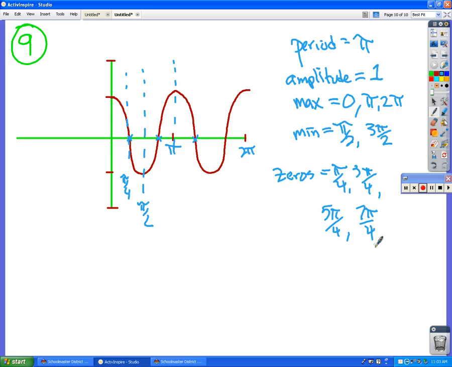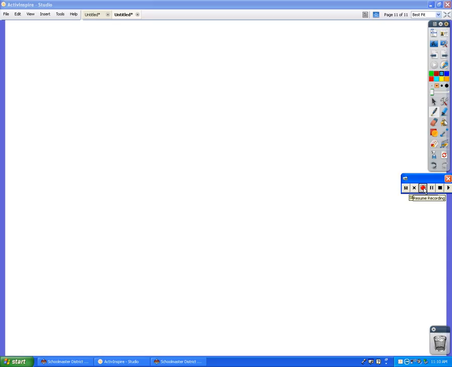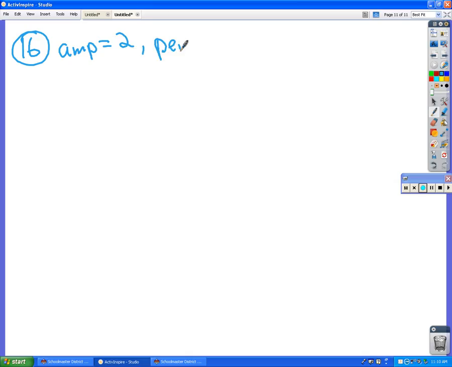Let me give you a couple of minutes to do that on your own. Okay, 16, 17, and 18 are super easy. We did this last week with the sine functions, right? And it's the same thing with the cosine functions.